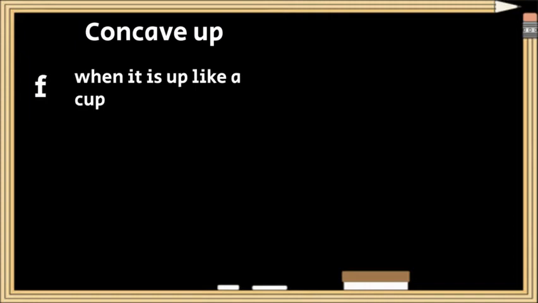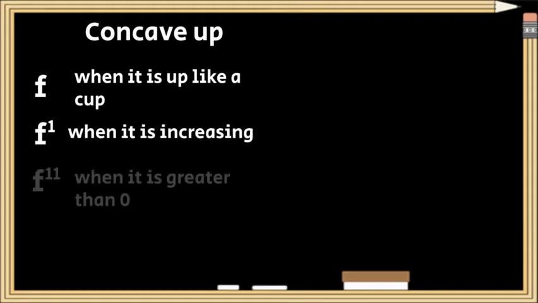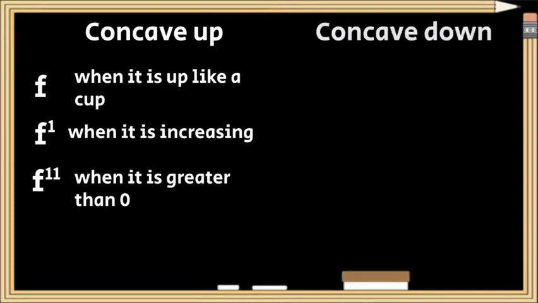So, first you want to know how to determine concavity. Concave up, there are three ways you can tell if something is concave up. If you are looking just at f, when it is up like a cup, it is concave up. When you are looking at f prime, when it is increasing, it is concave up. And when you are looking at f double prime, when it is greater than 0, it is concave up.